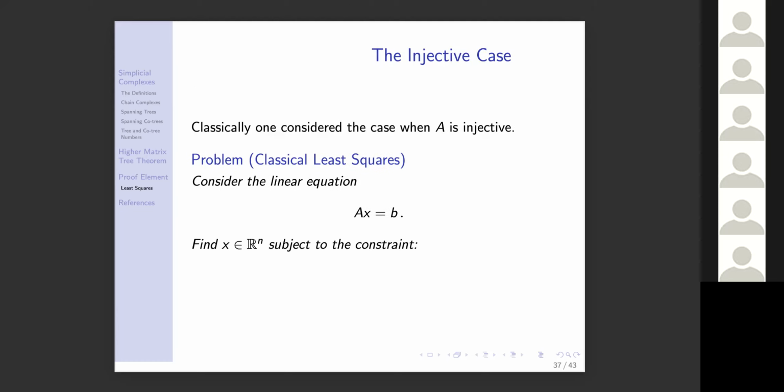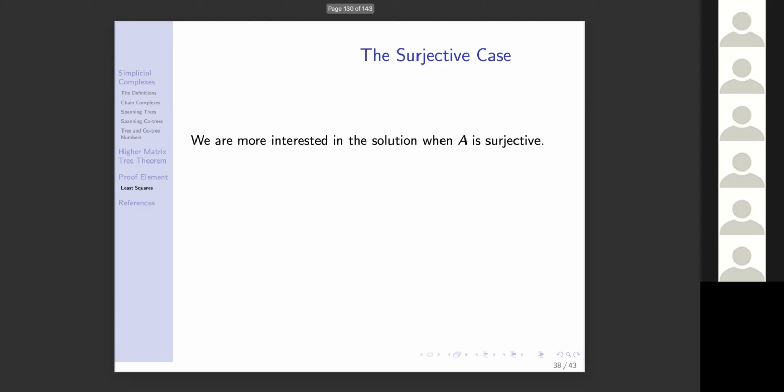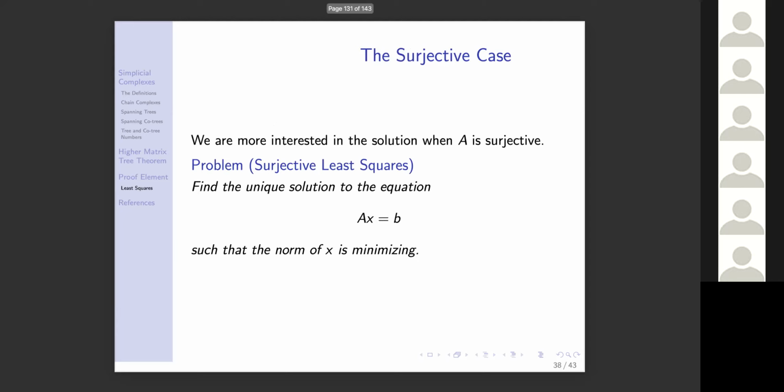Okay, so now that's the injective case, and we're really not interested in this classical situation, it turns out. We're interested in the dual case. We're more interested in the case when A is surjective. So that's the other constraint. So find this unique solution to the equation. Now there are solutions to the equation, where Ax minus b will have norm 0, right? That's a minimum, such that the norm of x is actually minimizing.